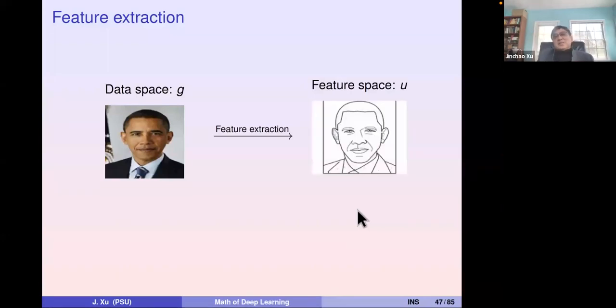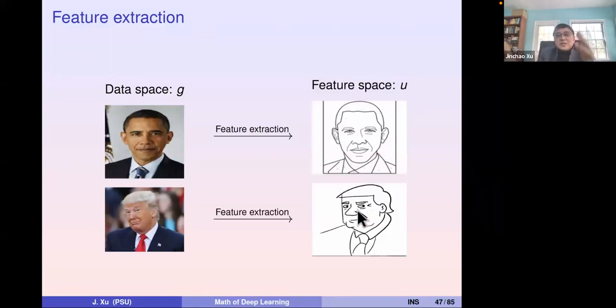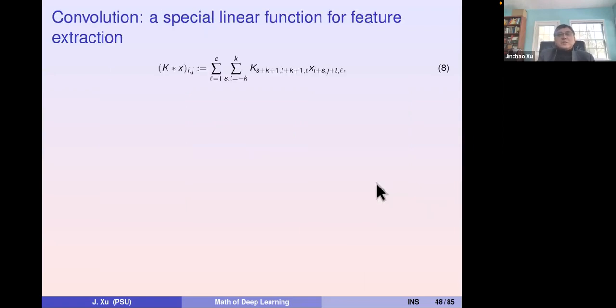Let's say I just want to do some kind of what's called dimension reduction, something kind of simple. So if you see the things on the right side, you know it's Obama. You can do some kind of extraction. We like to work on the things on the right side, which is a lower dimensional thing. It's a kind of feature extraction, but how do you actually extract the feature?